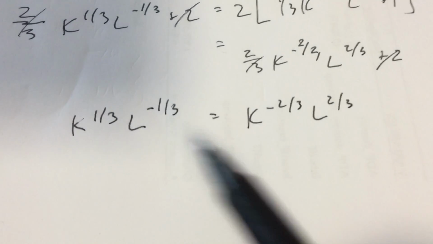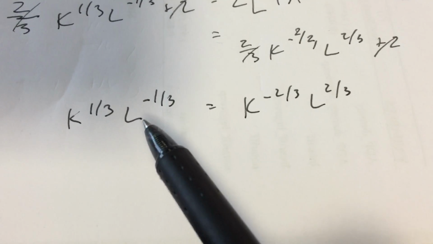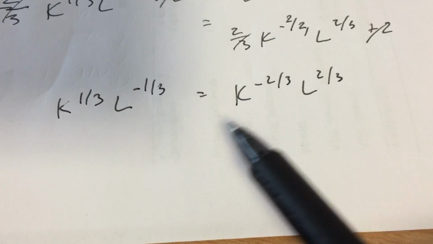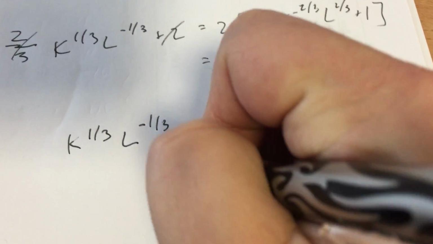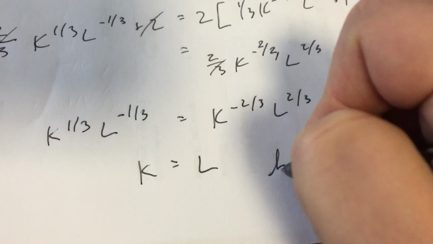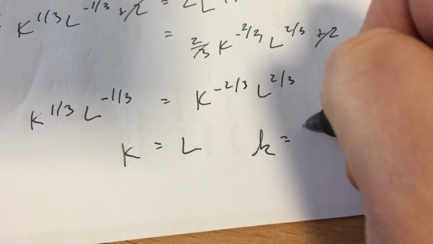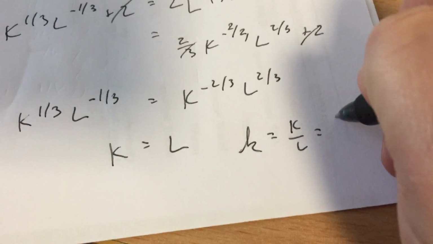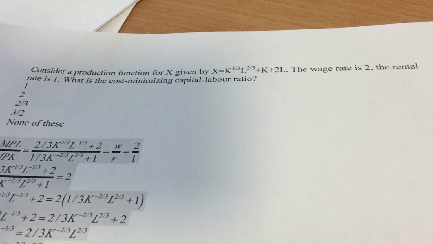And now I can do my trick. I can just cross multiply. So I can take this over to that side, that over to that side, and I end up with k equals L. So the capital labor ratio, k over L, is 1. So that was the question. What is the cost minimizing capital labor ratio? 1.